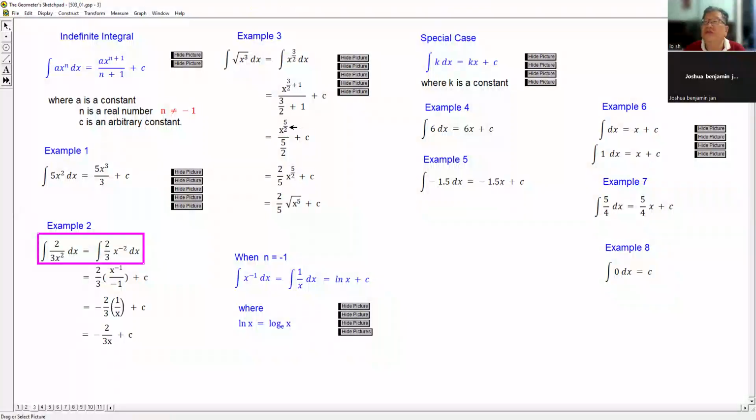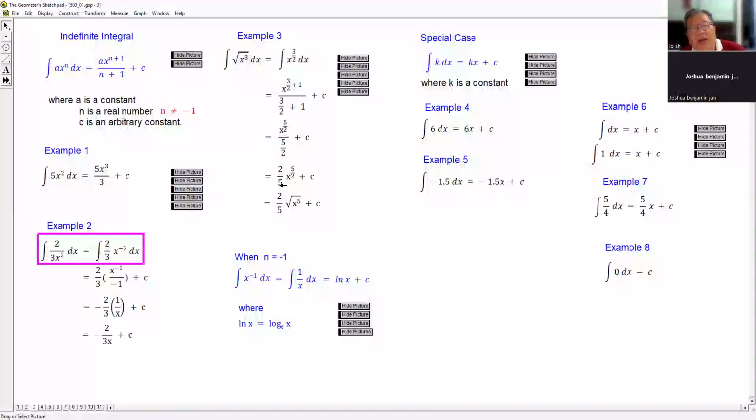If you cannot, then you use the calculator. 5 over 2. Then divide by the new index, divide by 5 over 2. You divide by 5 over 2 means you multiply with 2 over 5. That's why we have here 2 over 5, x to the power of 5 over 2. So far can follow or not? Can. Okay, right. So what we are doing is still the same. Increase the power by 1.